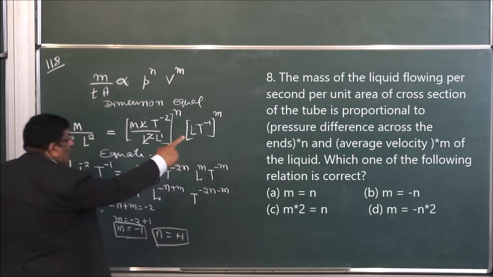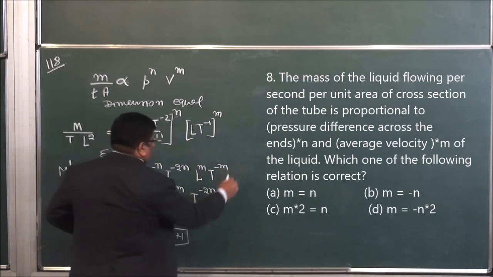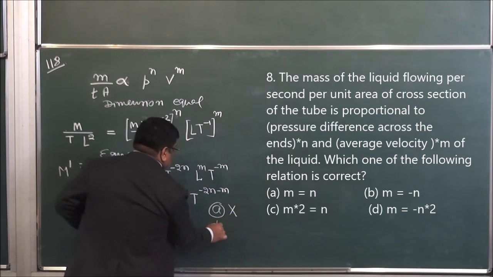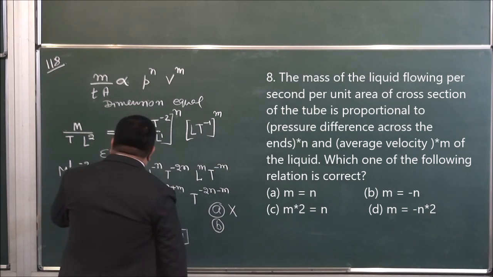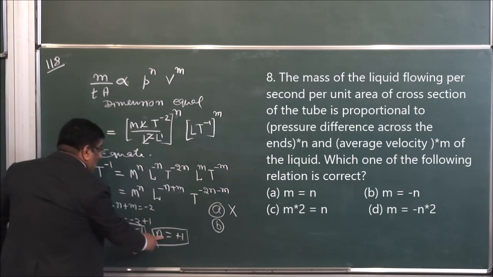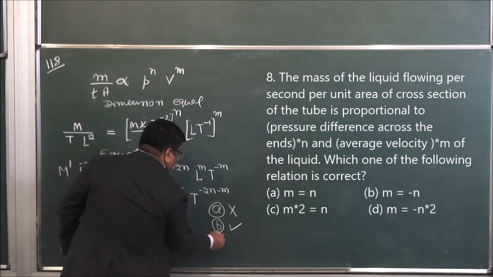First relation A, m is equal to n. No. B, C, m is equal to minus n. If you make this minus, it becomes equal to this. So this is the right option.